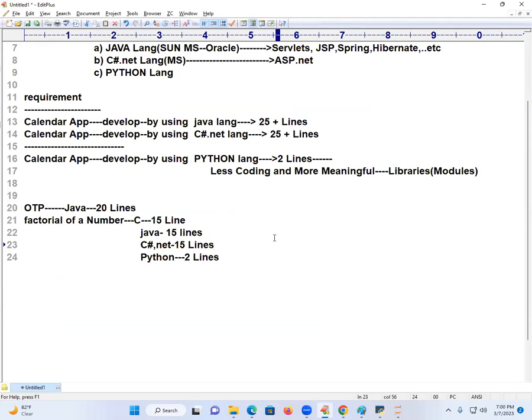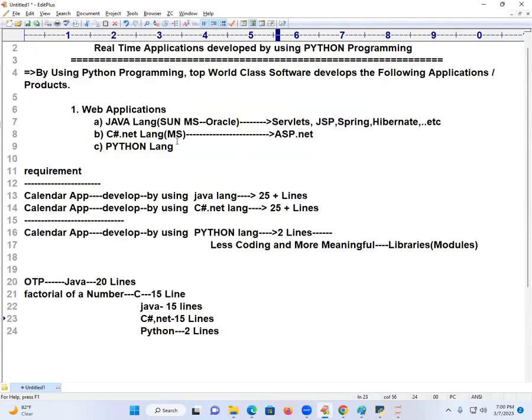Good. Coming back to the point, now I'm going to talk about web application development. Developing with Java is difficult, C#.NET is difficult, Python is difficult.